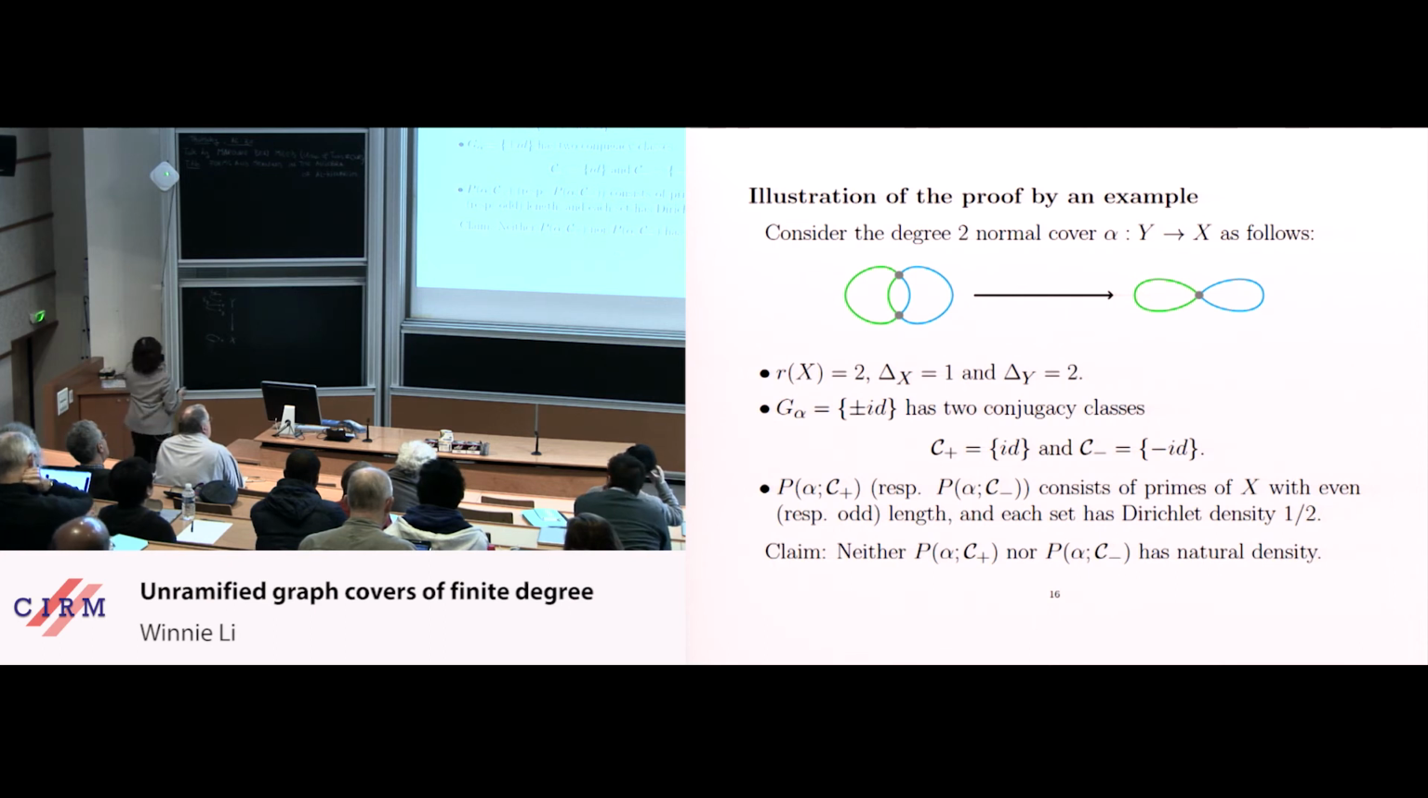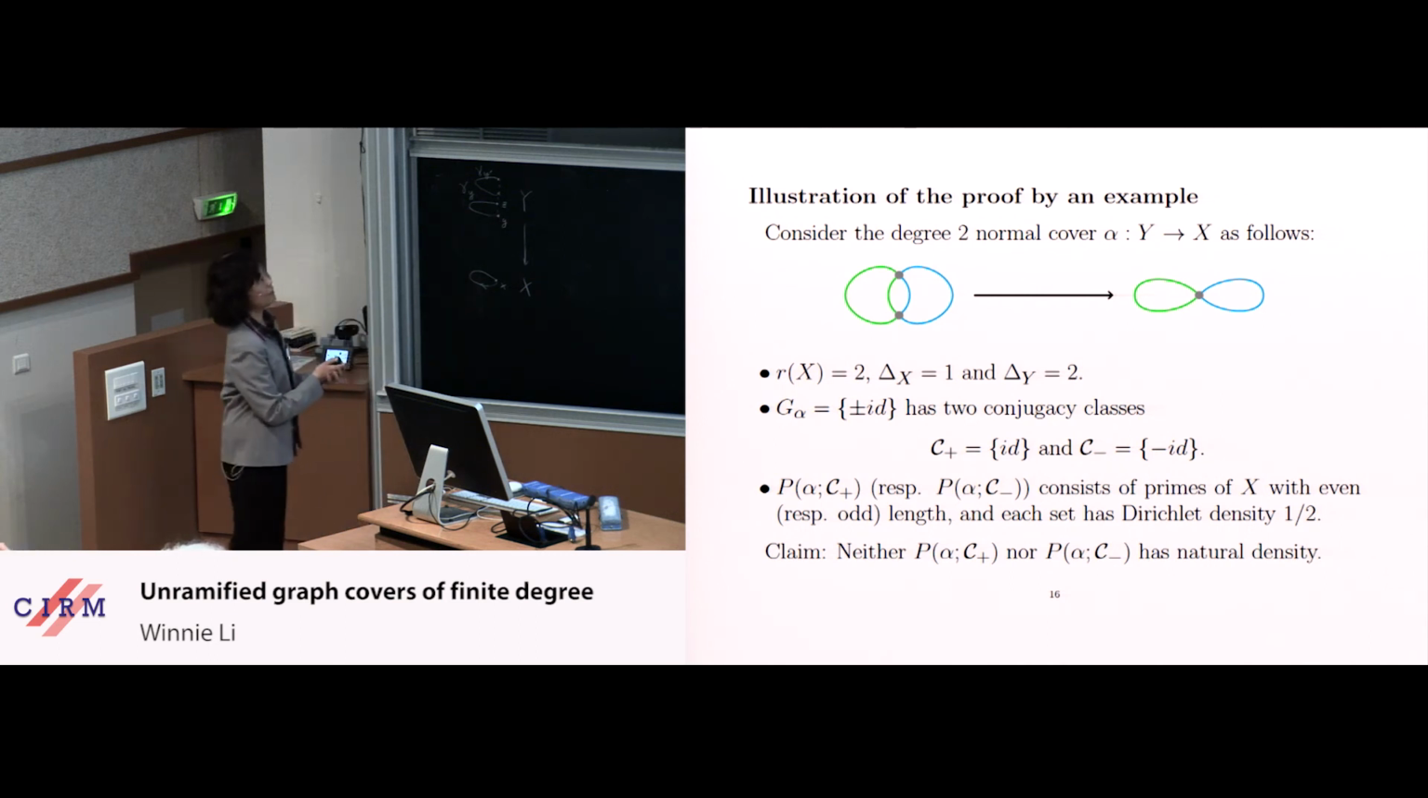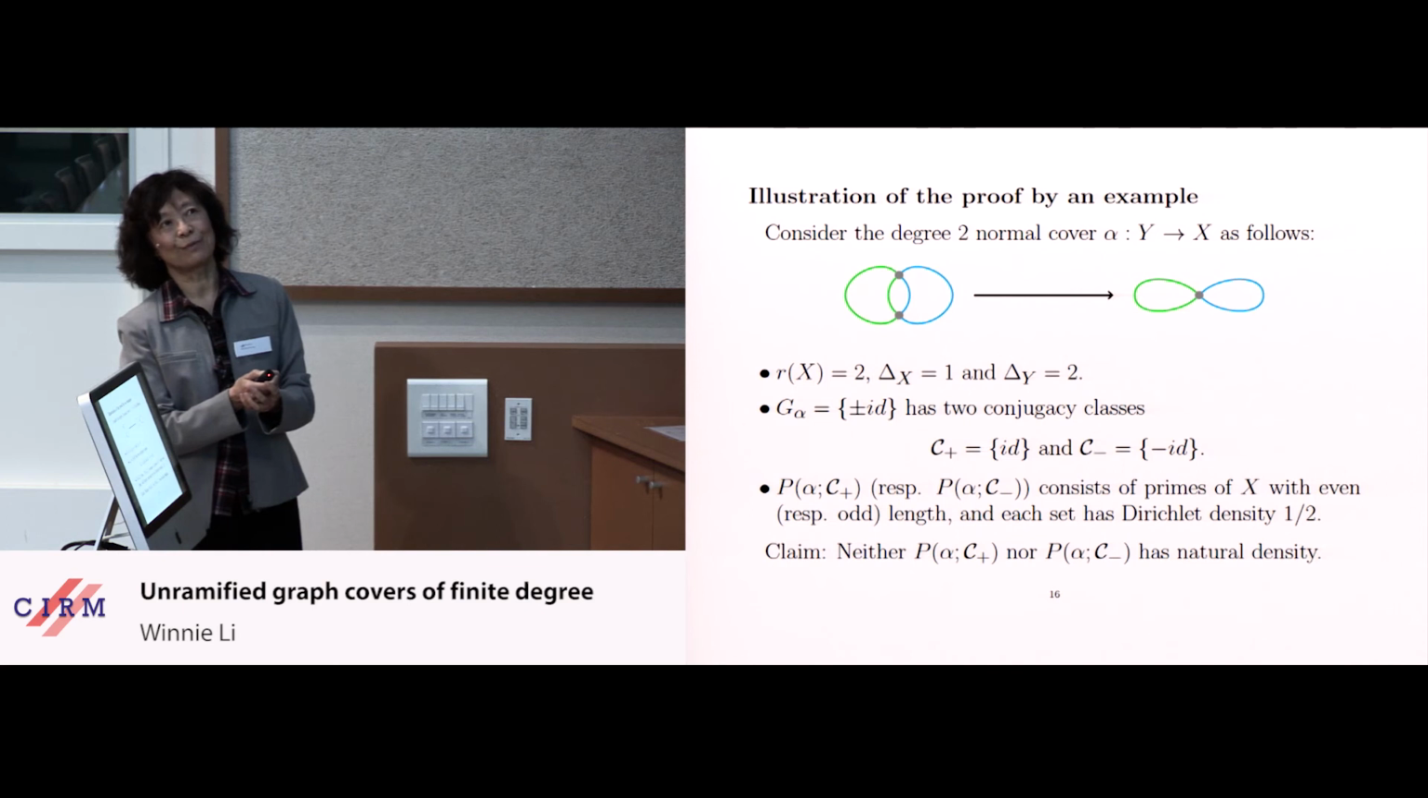By the way, we define the Frobenius. That means that when you take a prime downstairs, the Frobenius is trivial, which means that it should end at the same point. So for this cover, if I start with a loop which is say of length 1, when you lift it up, it's not going to be closed. So a loop downstairs with odd length will have Frobenius in the C minus, and a loop downstairs with even length will have Frobenius in the C plus.